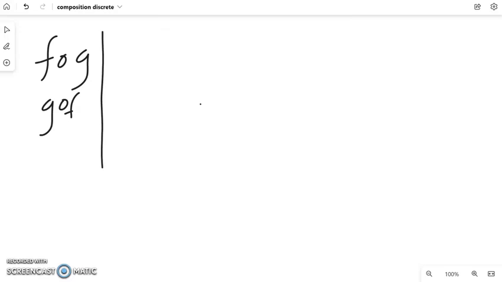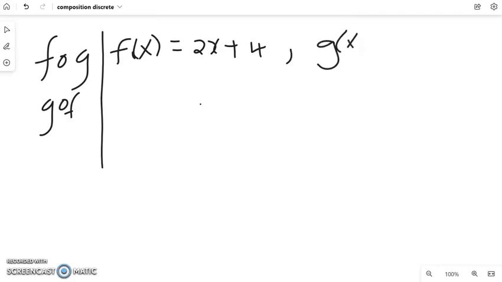Under composition of functions, we've already done f of g and g of f. Therefore, let me write down the equation again. If we have f of x being equal to 2x plus 4, and g of x being equal to x minus 3, we've already covered f of g, and we've already covered g of f.